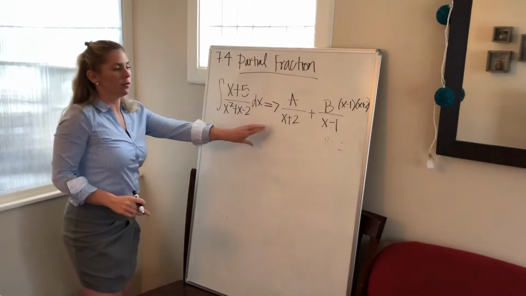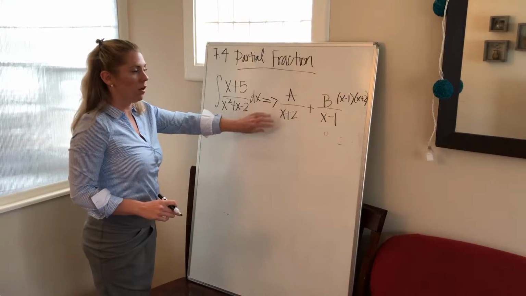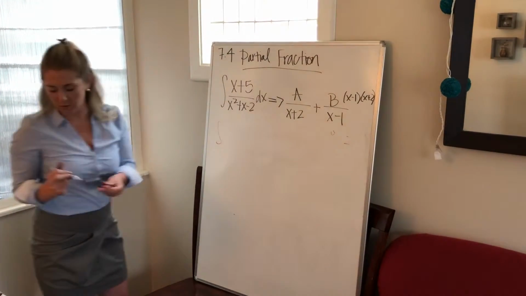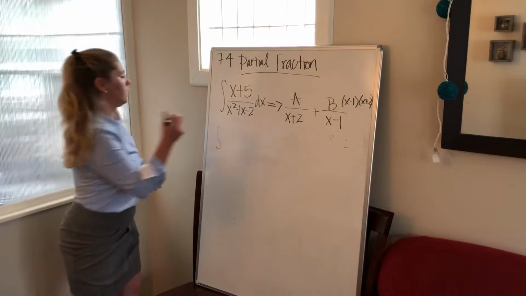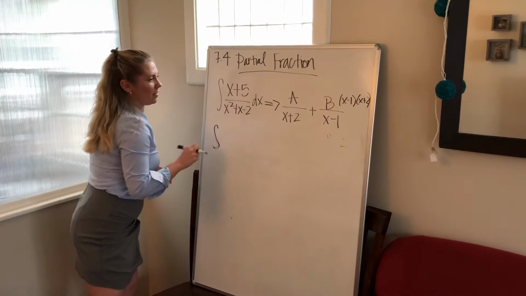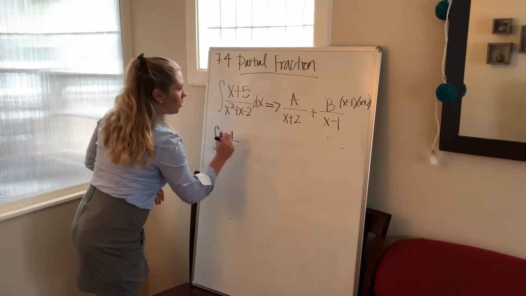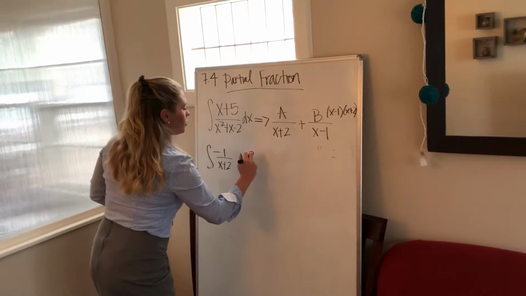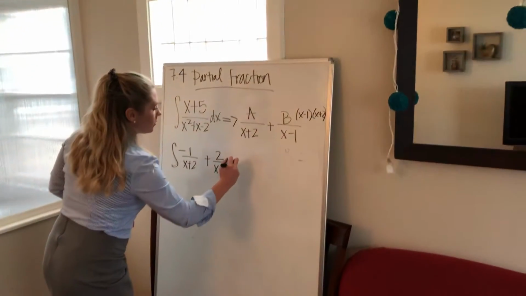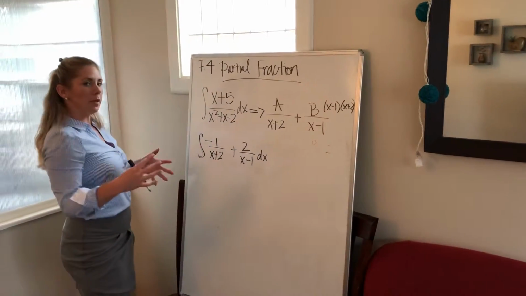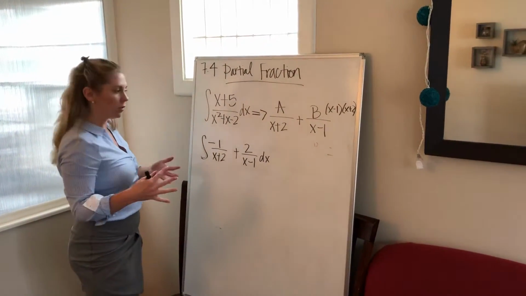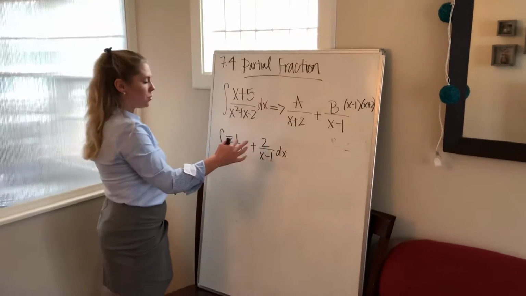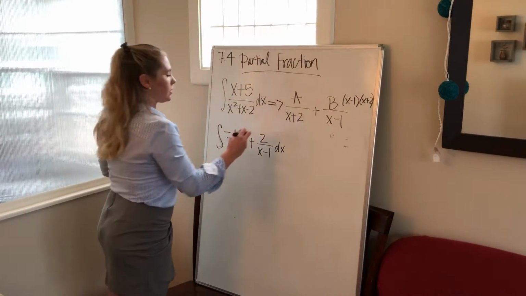Now I'm going to solve this integral with these new simpler fractions and the a and b that I solved for. So like I said, we have the integral of negative 1 over x plus 2 plus 2 over x minus 1 dx. And now if you think back to our original integral rules and laws, you recall that when we have addition in between those two terms, we can divide that into two different integrals and think about it in that way.